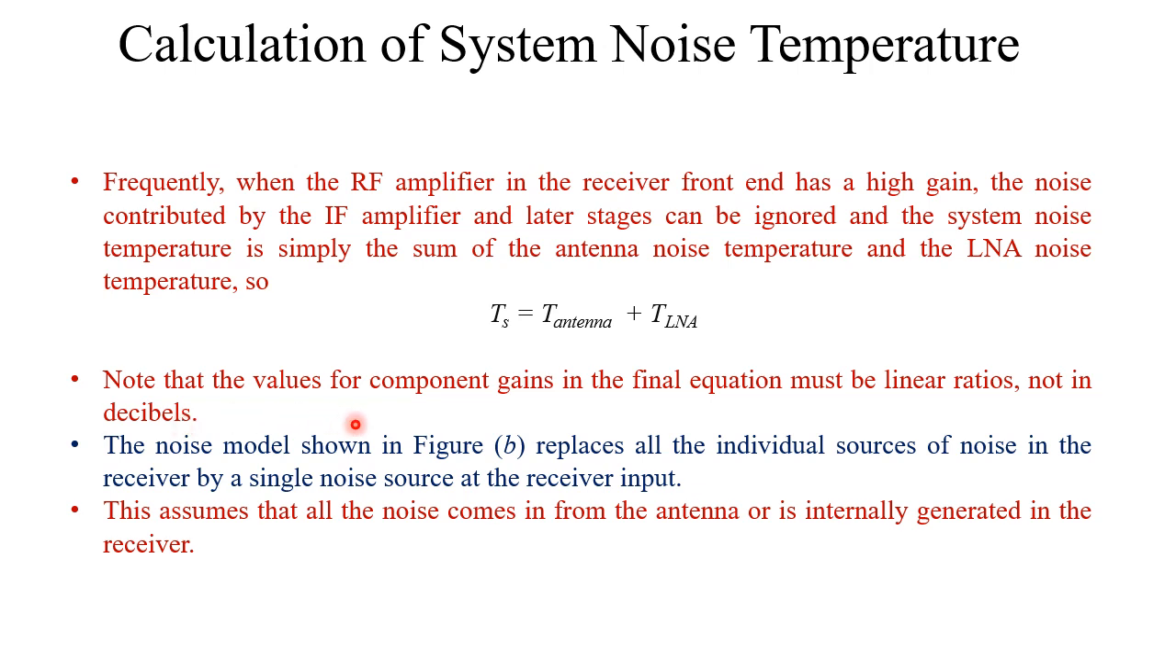The noise model that we have shown replaces all the individual sources of noise in the receiver by a single noise source at the receiver input. This assumes that all the noise comes in from the antenna or is internally generated in the receiver. That is quite obvious.